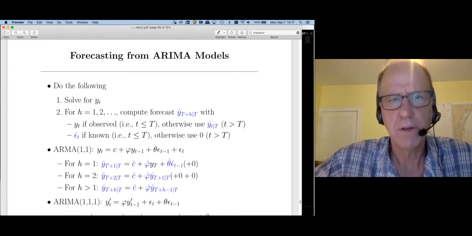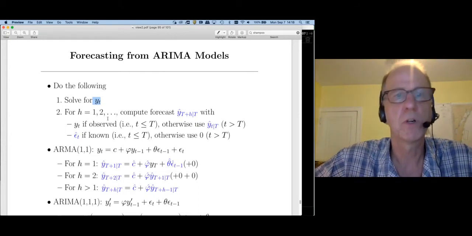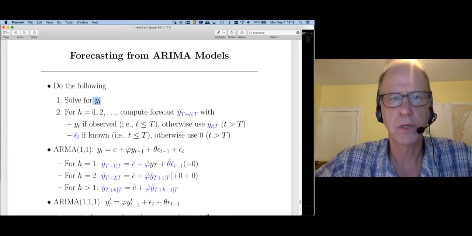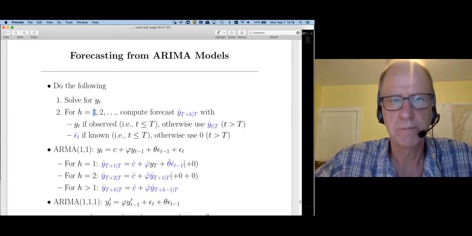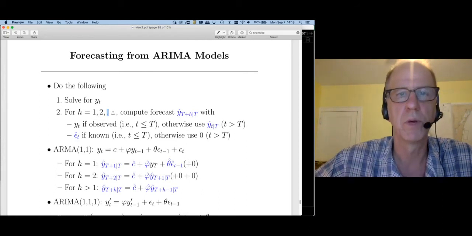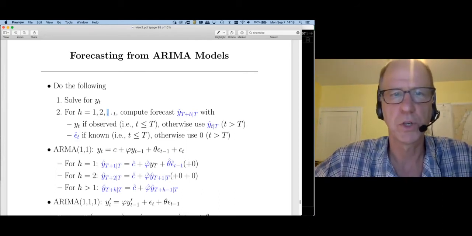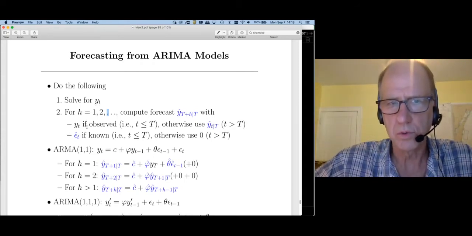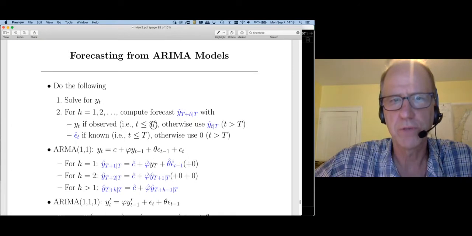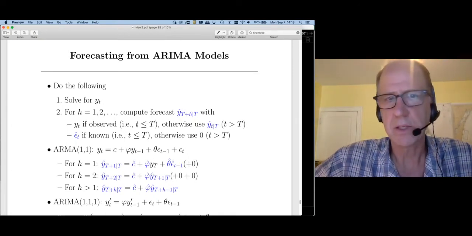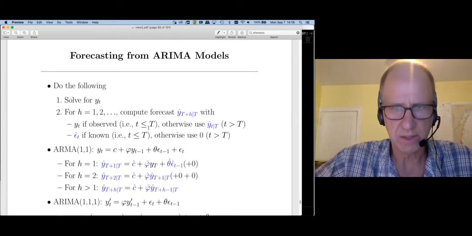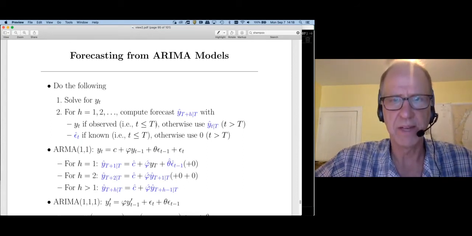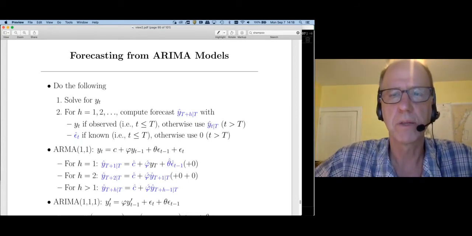We're going to solve the equation for y. Then we're going to compute forecasts recursively. So we're going to start with the next period, then the period after that, then 3 periods out, all the way through however many periods we wish to go. In our equation for yt, we're going to use a yt if we've observed it. That's going to be the case whenever t is less than or equal to the end of the data. Otherwise, we plug in the forecast.